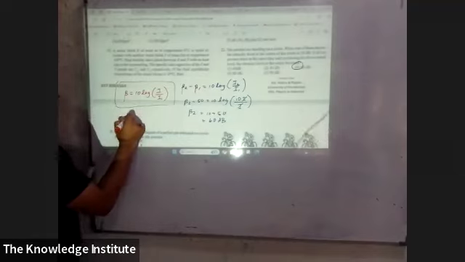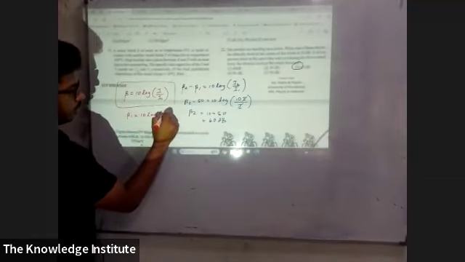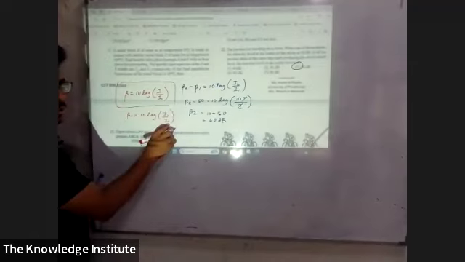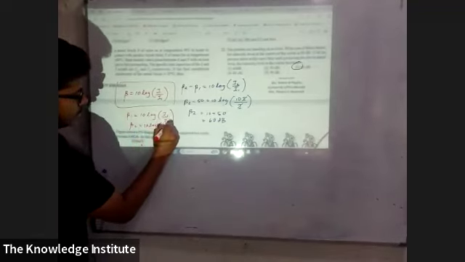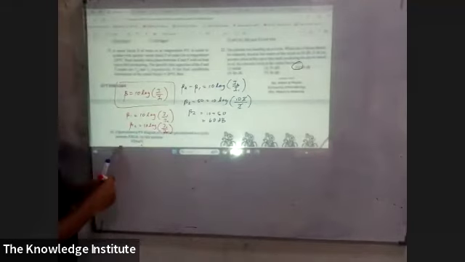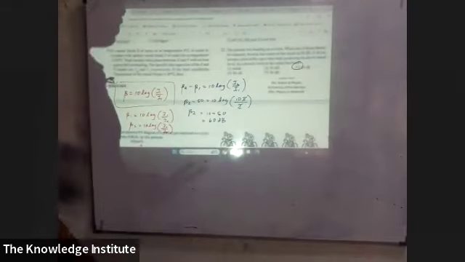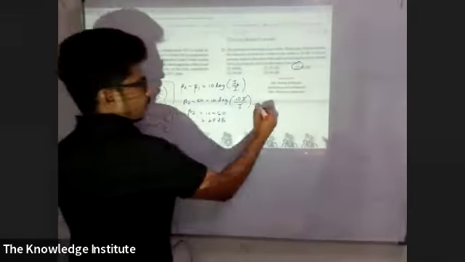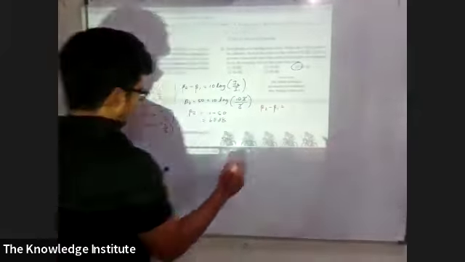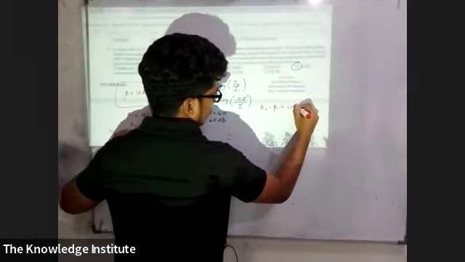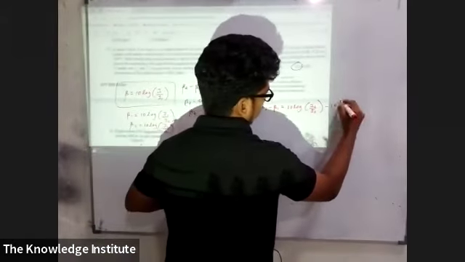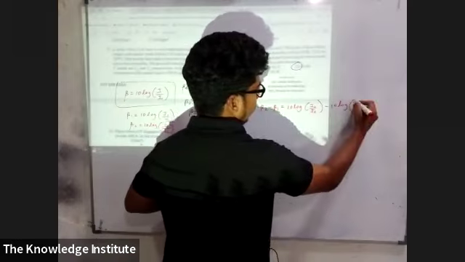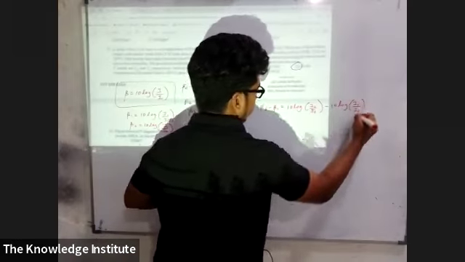You take beta 1 corresponding to intensity level I1, where I naught is the threshold intensity. Beta 2 equals 10 log I2 over I naught. So just take the difference, beta 2 minus beta 1. Here, beta 2 minus beta 1 is 10 log I2 over I naught minus 10 log I1 over I naught.